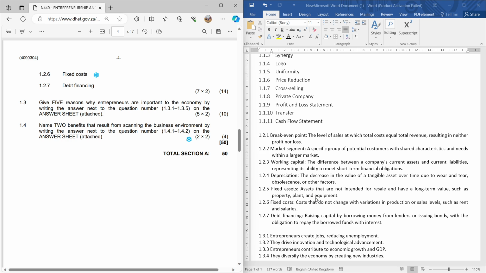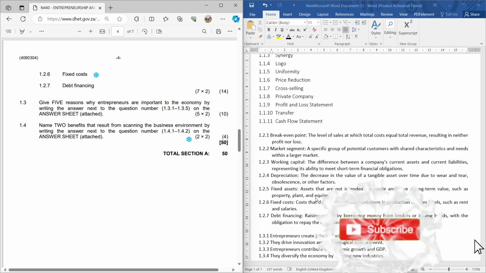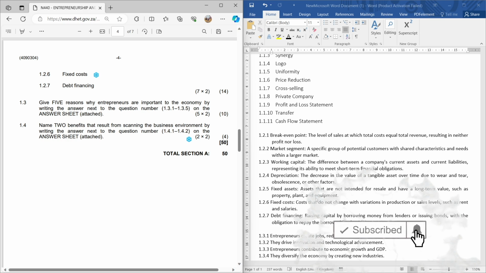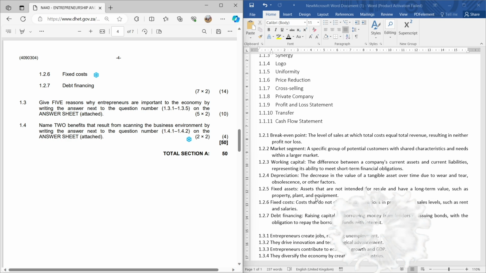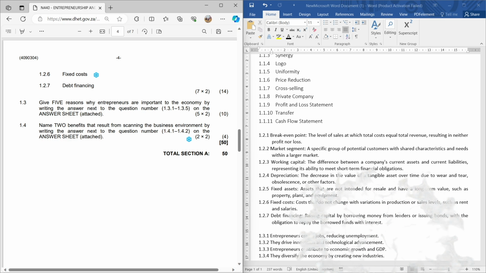It will always remain constant. So if you know that you are spending maybe 100 rand on paying your salaries, you know that every month you will have to spend that 100 rand to pay your employees, right? So those are fixed costs.